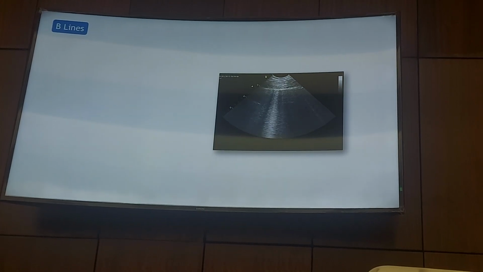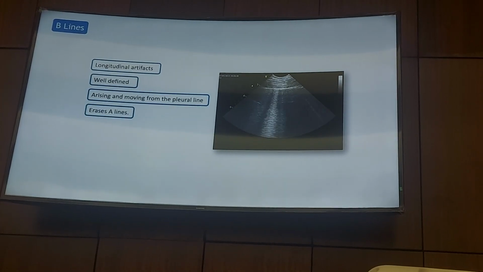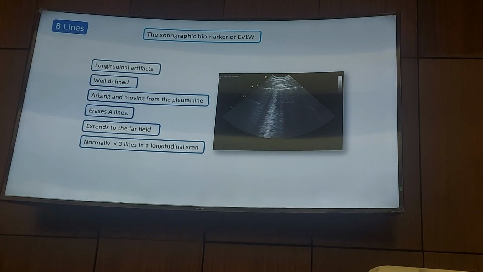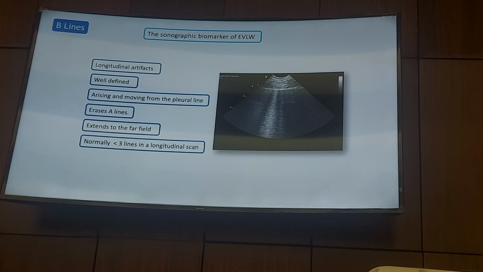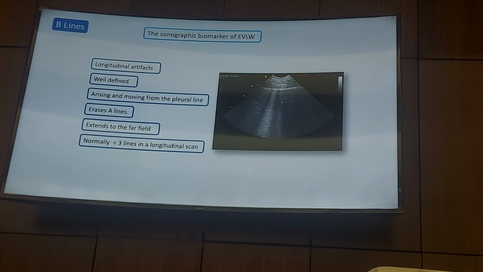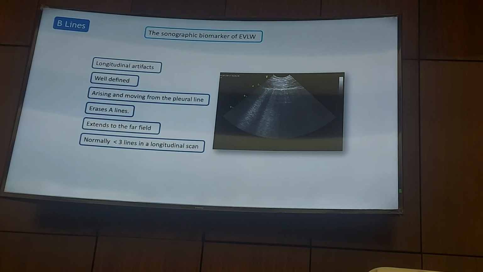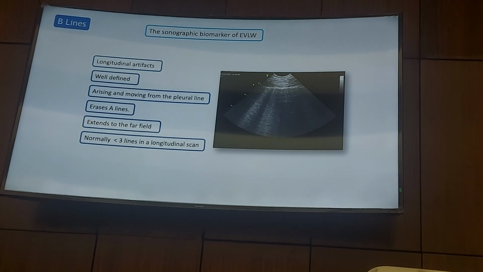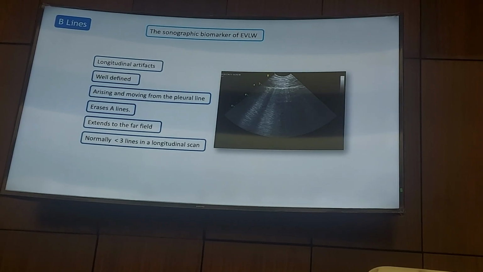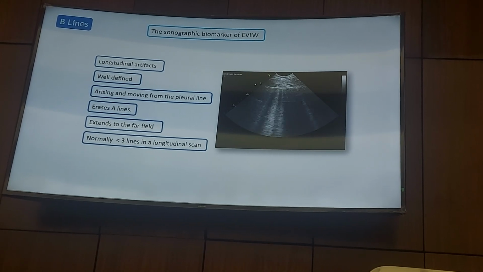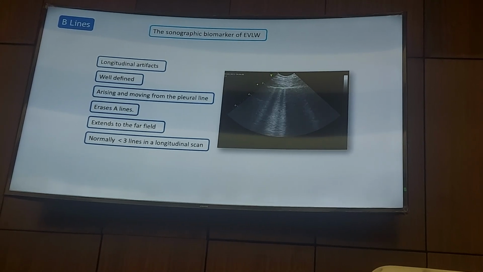If you have congestion, you will start to see vertical artifacts. You will see the B lines. The B lines are the sonographic biomarker of congestion, the biomarker of extravascular lung water. The higher the number of the B lines, the worse the congestion. And that's how we can quantify pulmonary congestion, and that's how we can integrate lung ultrasound in assessing left-sided filling pressures. And that's what the ESC guidelines now recommend.